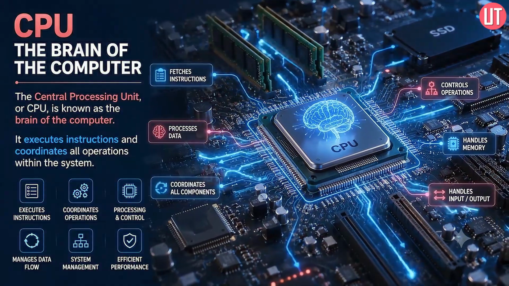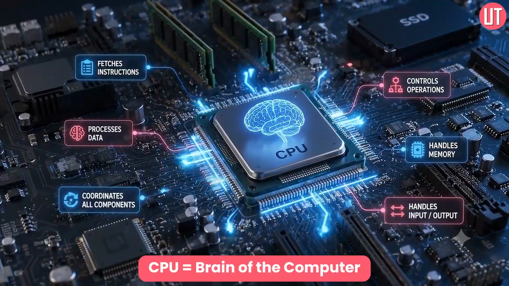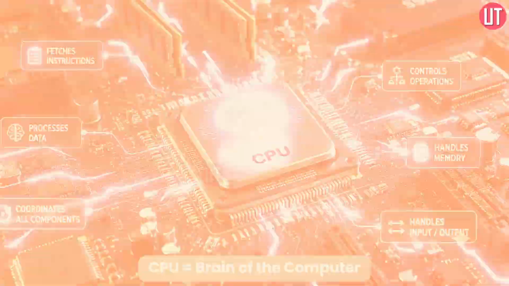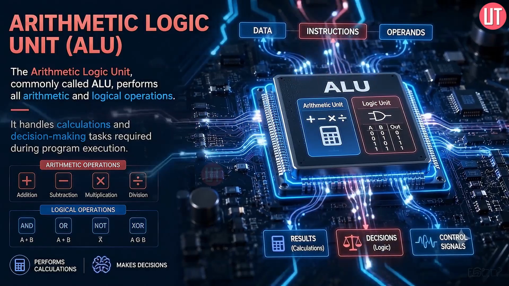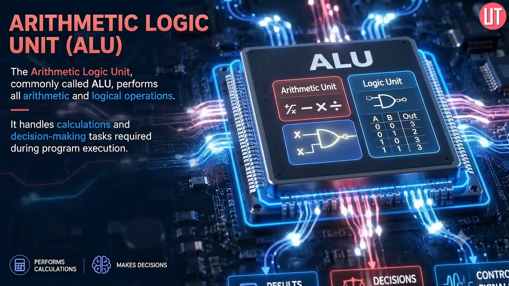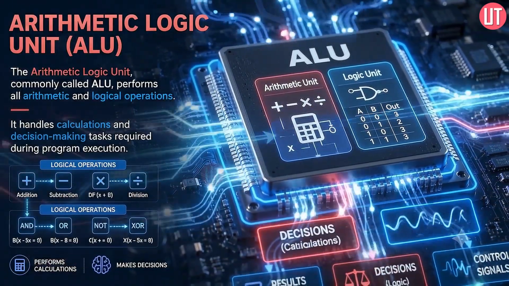The central processing unit, or CPU, is known as the brain of the computer. It executes instructions and coordinates all operations within the system. The arithmetic logic unit, commonly called ALU, performs all arithmetic and logical operations. It handles calculations and decision-making tasks required during program execution.